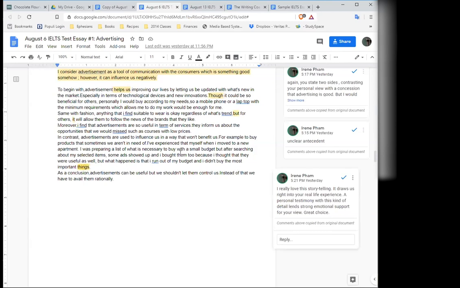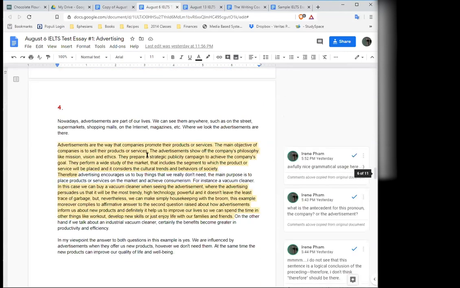Right here at the end of this last part, I was preparing a list of what to buy with a small budget for my household. I love that example. That story that you told, I felt like I was there with you shopping for your household. You gave your personal testimony, which gives a lot of credibility to your opinion. When you tell a story about your personal experience, it's compelling to your reader. So I really liked the way that you did that. This story right here that you told, that was nice. Okay, number 4.